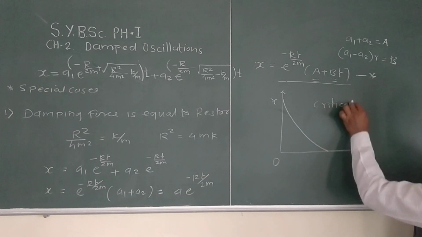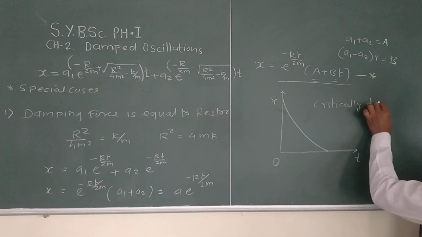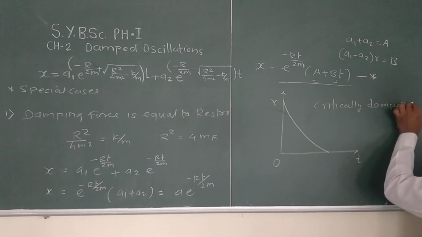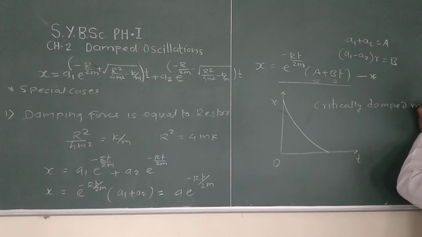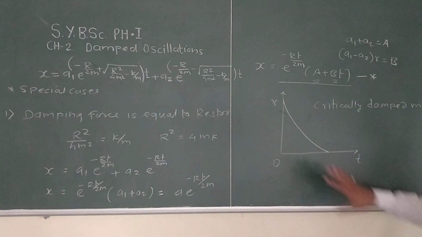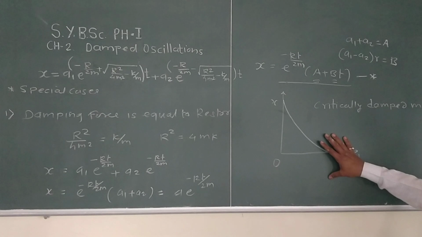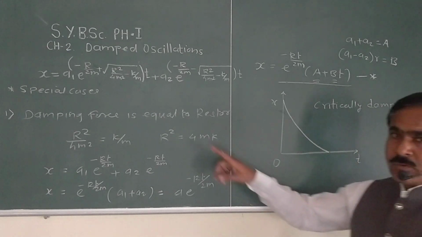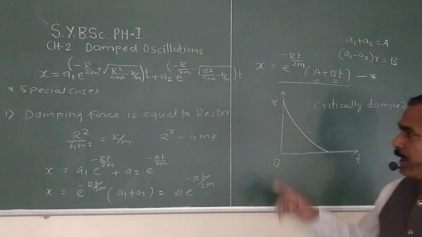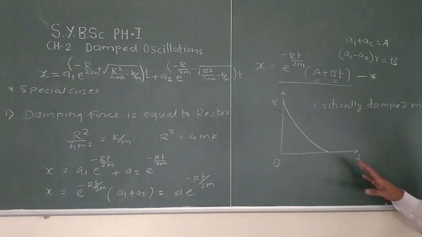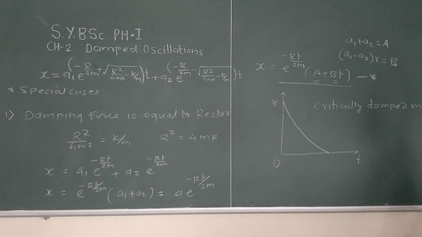Critically damped motion. Okay, so this is the critically damped motion. Now in the first case we have got the overdamped motion, in the second case we have got the critically damped motion.